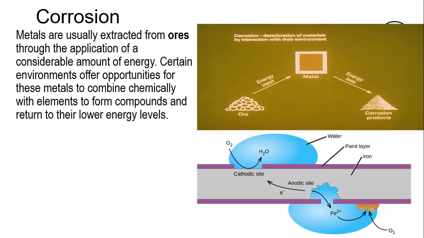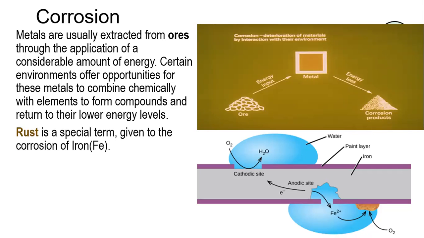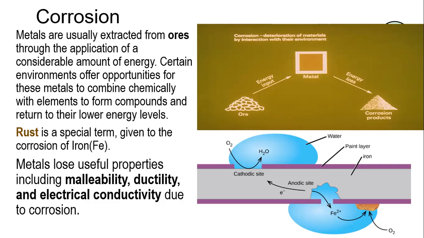Therefore, the corrosion will happen. Metals are usually extracted from ores through the application of a considerable amount of energy. Certain environments offer opportunities for these metals to combine chemically with elements to form compounds and return to their lower energy levels. Rust is a special term given to corrosion of iron, or Fe, in the periodic table of elements. Metals lose useful properties including malleability, ductility, and electrical conductivity due to corrosion.